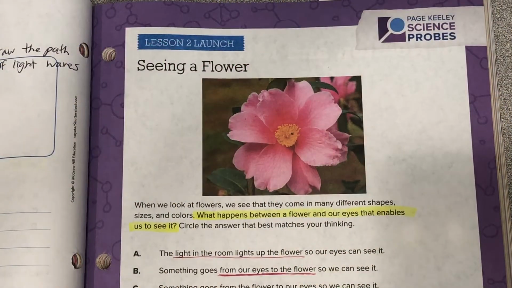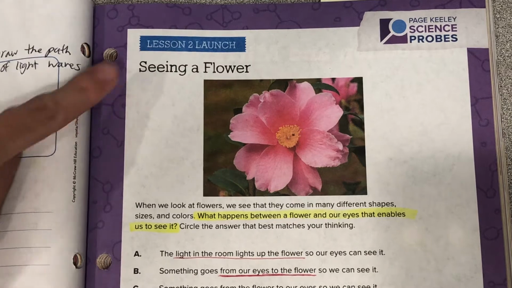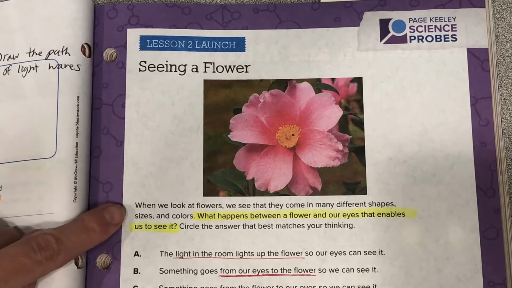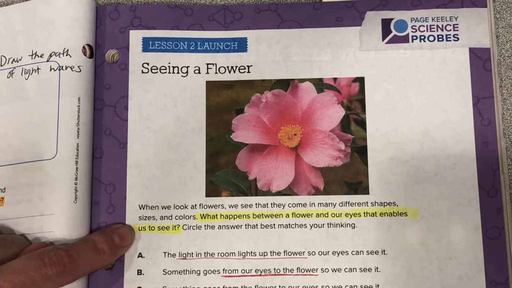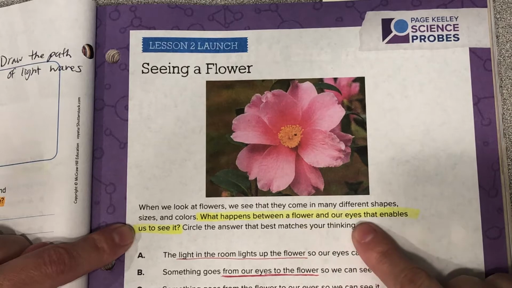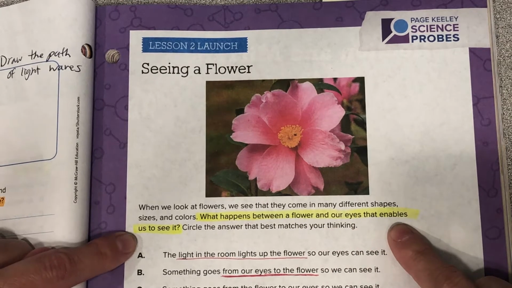Welcome back to our Lesson 2 launch, Seeing a Flower. When we look at flowers, we see that they come in many different shapes, sizes, and colors. What happens between a flower and our eyes that enables or allows us to see it?